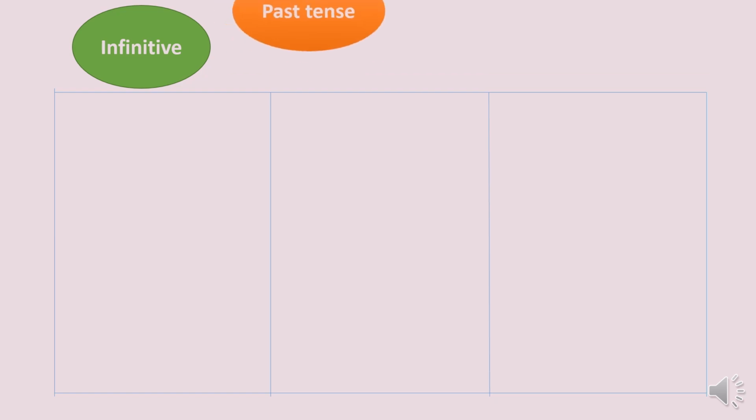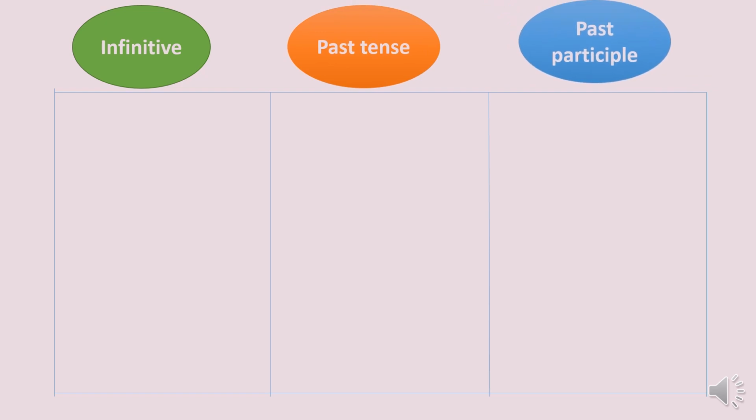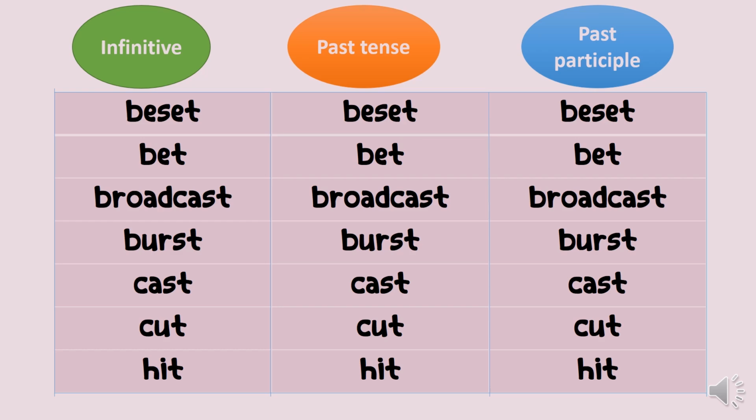Each verb can have three parts: infinitive or base form, past tense, and past participle. With irregular verbs, the verb form changes completely, but there are some verbs whose infinitive, past tense, and past participle are the same. Let's see what they are.